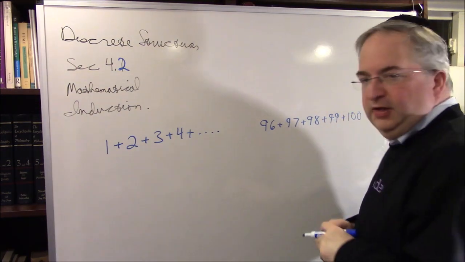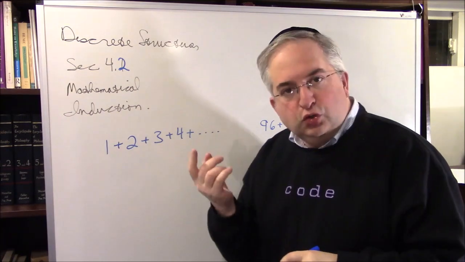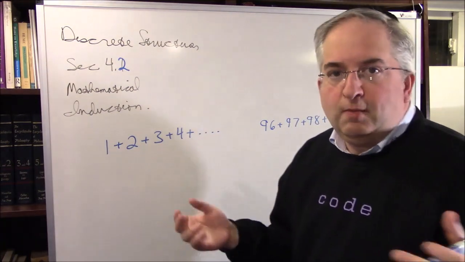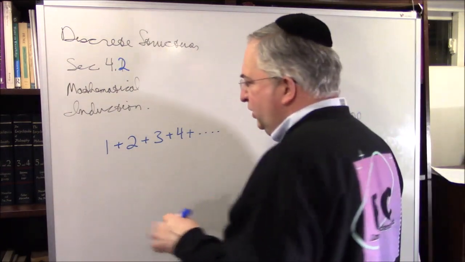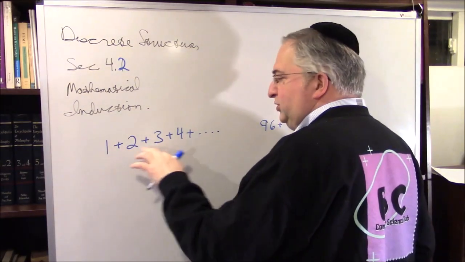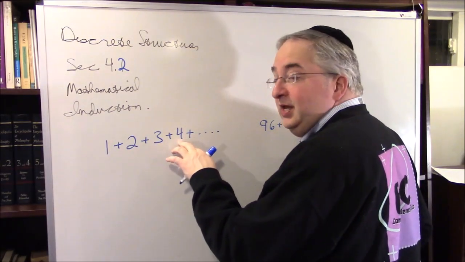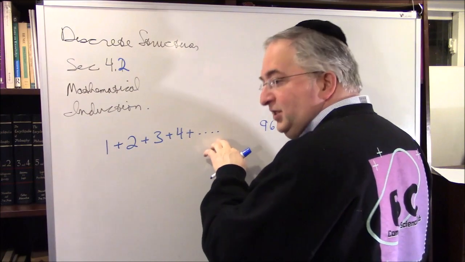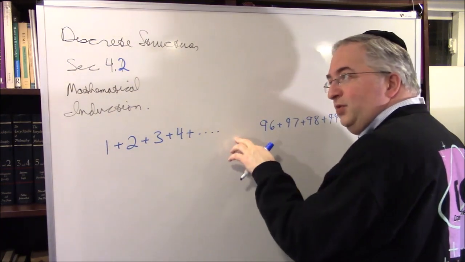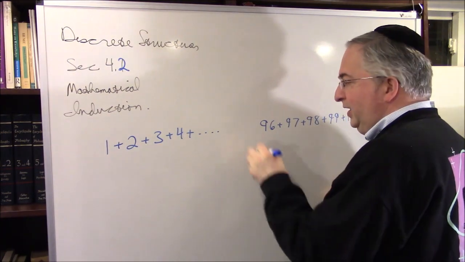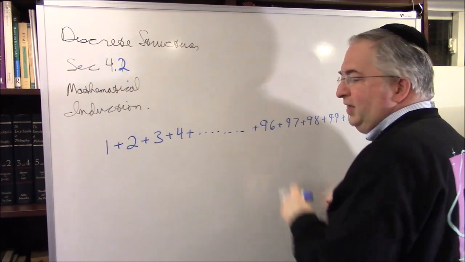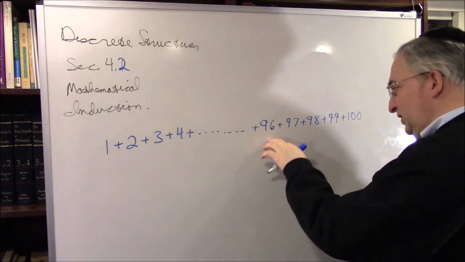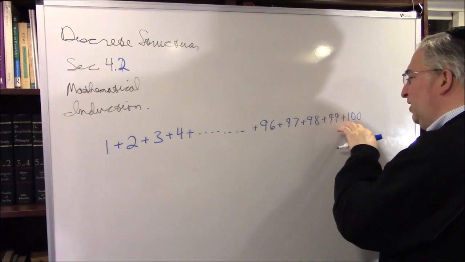The idea is as follows. Usually, most people would add this as follows: 1 plus 2 is 3, plus 3 is 6, plus 4 is 10, plus 5 is 15, plus 6 is 21, plus 7 is 28, and keep on adding, etc., until you get to plus 96, plus 97, plus 98, plus 99, plus 100.